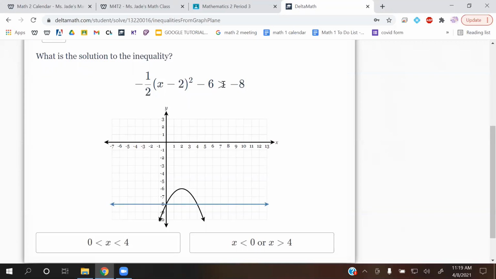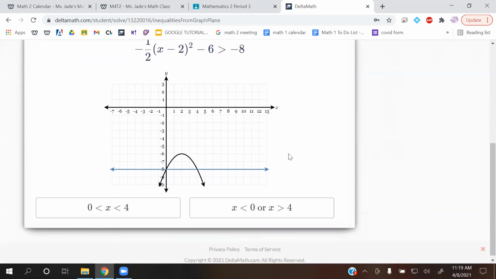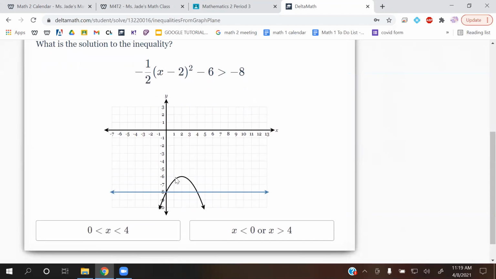So all you have to do is pay attention to this symbol. Do you want your curvy graph to be greater than or less than? In this case, it says greater than. What that means is you want to find the solution for the part that's above the blue line, because you want your black curvy graph, your black parabola, to be above, greater than your blue line. So you want to take this section.